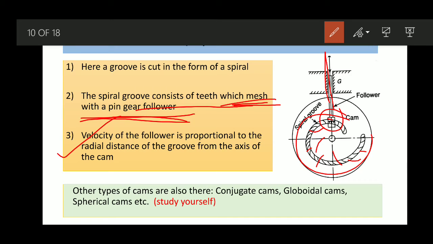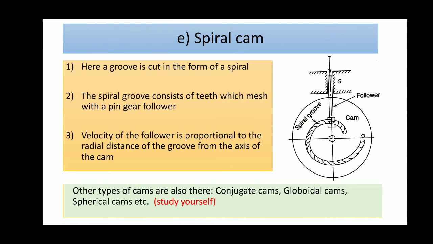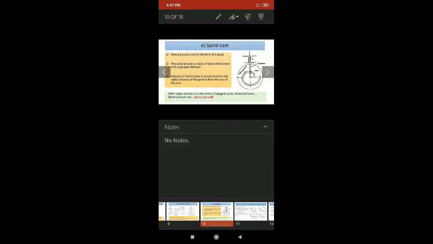Okay, there are some other types of cams like conjugate cam, globoidal cams, spherical cam, etc. You can just go through them in any book. Try to explore what the differences are, how they look, how they work. Once you have understood this, the other portions you will definitely be able to understand.